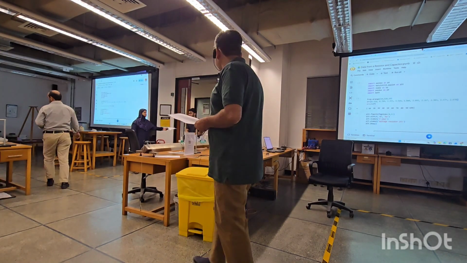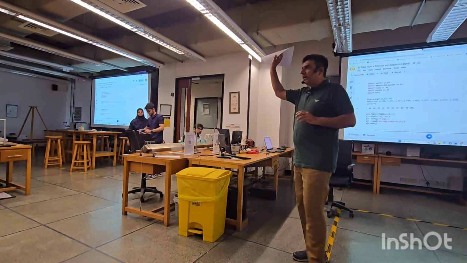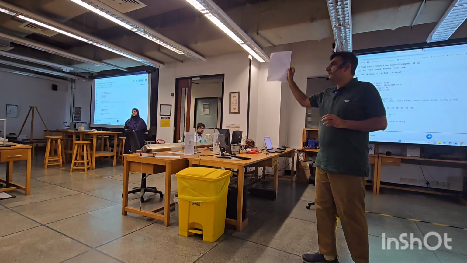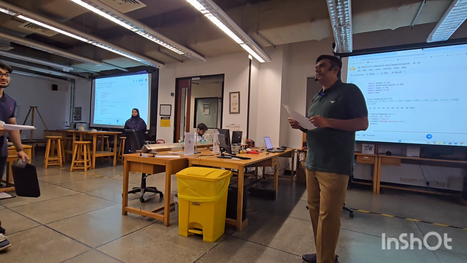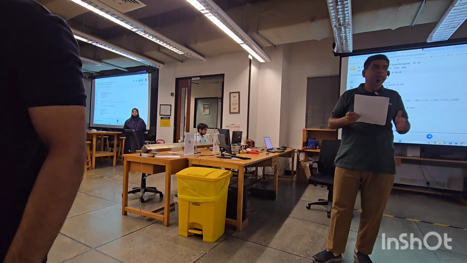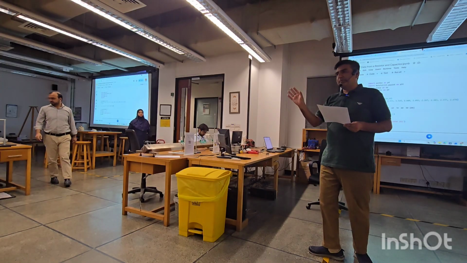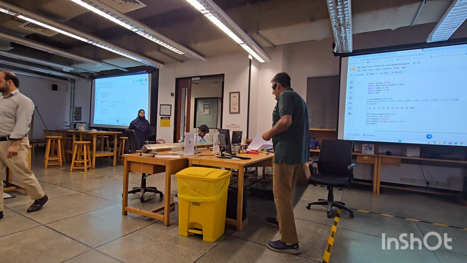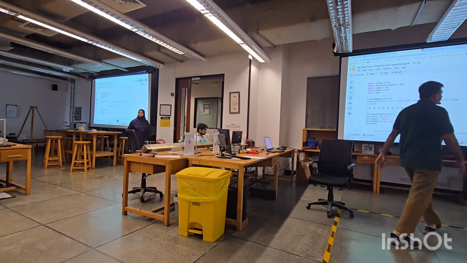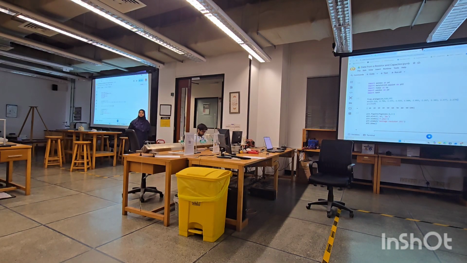So first of all, each one of you has received a piece of paper, two leaves, and this is an experiment that we've already performed. The experiment was very simple. It really looked at a very simple circuit.